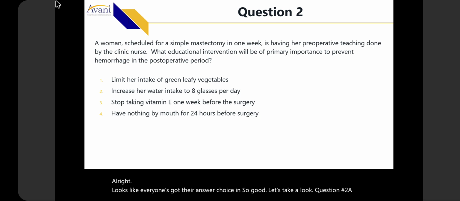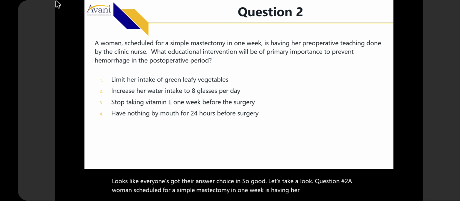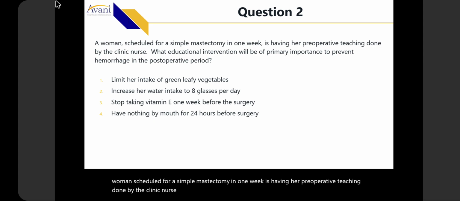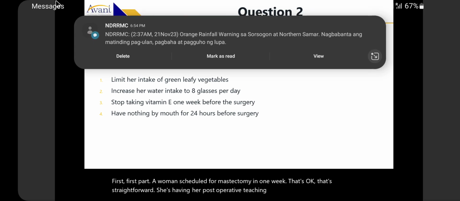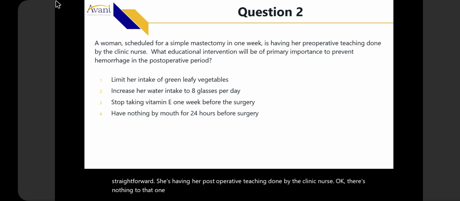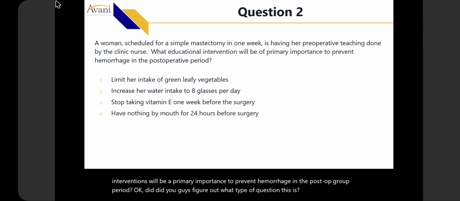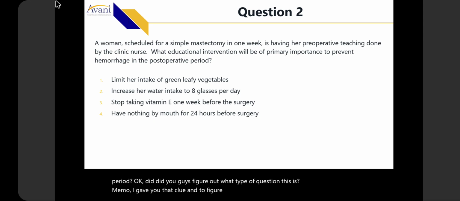Question number 2. A woman scheduled for a simple mastectomy in 1 week is having her preoperative teaching done by the clinic nurse. What educational intervention will be of primary importance to prevent hemorrhage in the postoperative period? Tell me a little bit about this question. First part, a woman scheduled for a mastectomy in 1 week. That's straightforward. She's having her postoperative teaching done by the clinic nurse. Then the second part, what educational interventions will be of primary importance to prevent hemorrhage in the postoperative period? Did you figure out what type of question this is? Remember, I gave you that clue to figure out what type of question this was before you started.